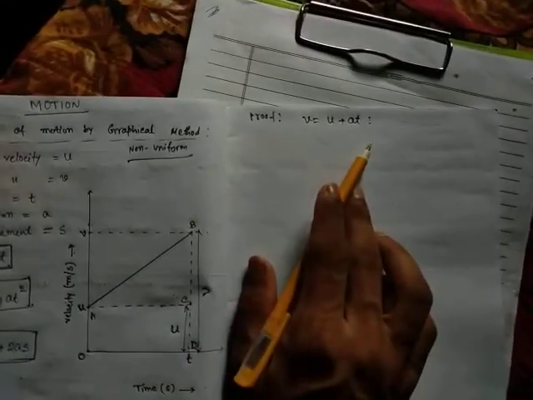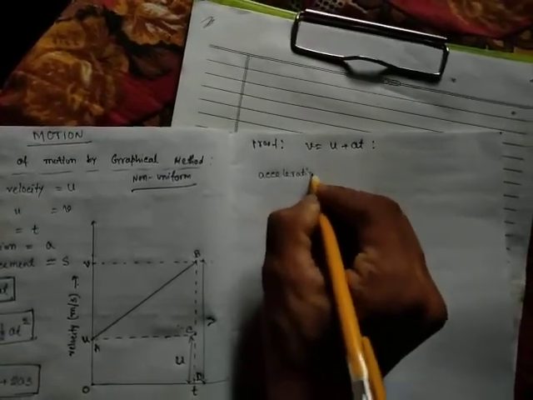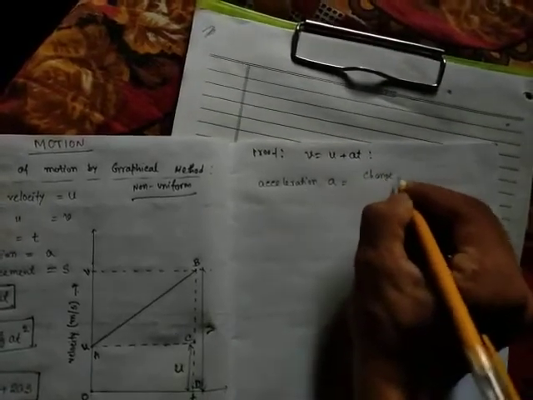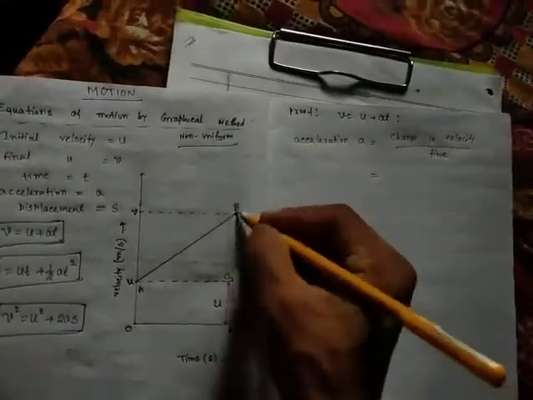Okay. Now see, I am going to prove the first equation, v is equal to u plus at. Acha. Now, do you know the formula for acceleration? Acceleration a is equal to change in velocity upon time. So see here, what is the change? Acha, what is the initial velocity? CB is the change. CB is the change.